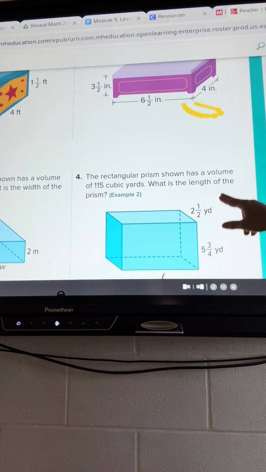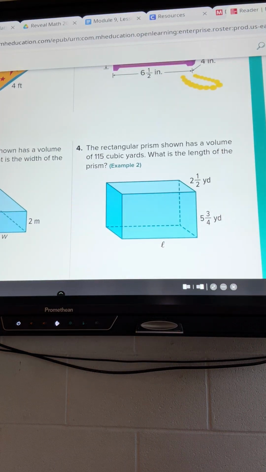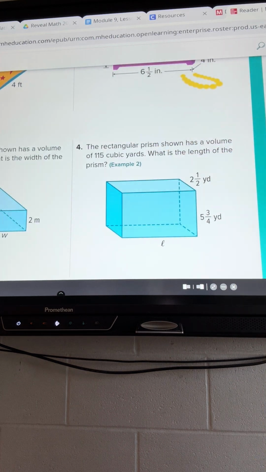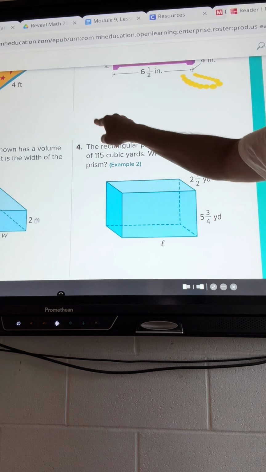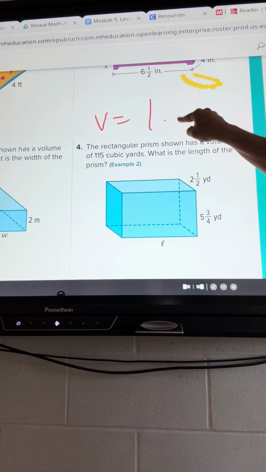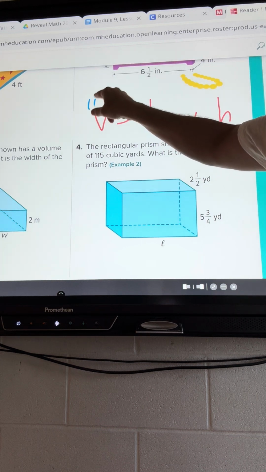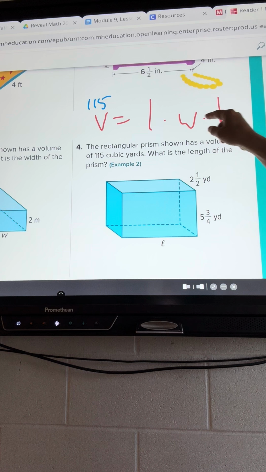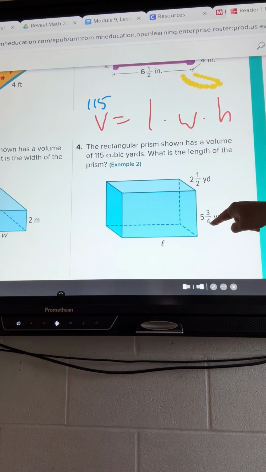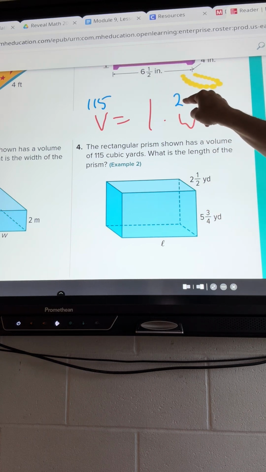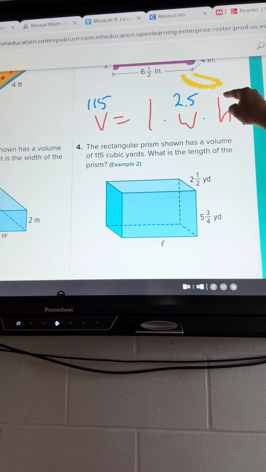Number 4, the rectangular prism shown has a volume of 115 cubic yards. So on this one, you're finding the missing length. The volume is length times width times height, and you know that the volume is 115. You know that the length is missing, and you know that the width is 2.5. I would change that to 2.5, and 5 3/4 I would change to 5.75.